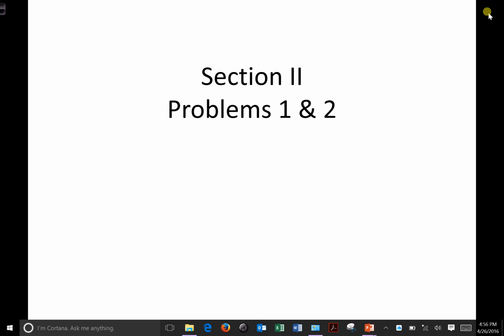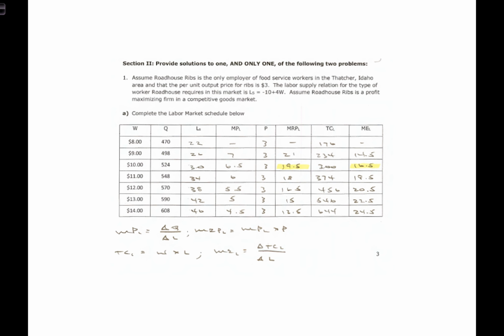In this video, we're going to take a look at section number 2, problems 1 and 2. Problem number 1 gave you some information about Roadhouse Ribs, who is the only employer of food service workers in the Thatcher, Idaho area. So if they're the only employer, immediately you should be thinking that they're probably a monopsony employer. So there's some friction that we're about to see.